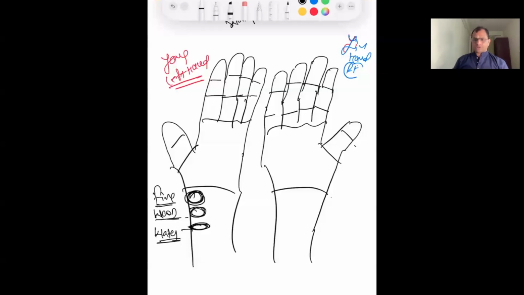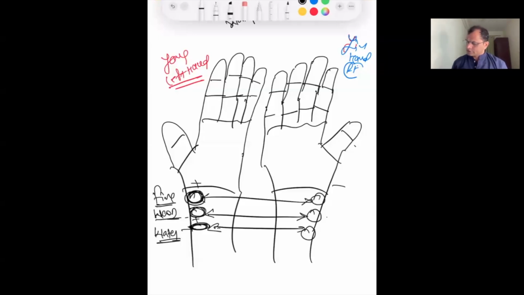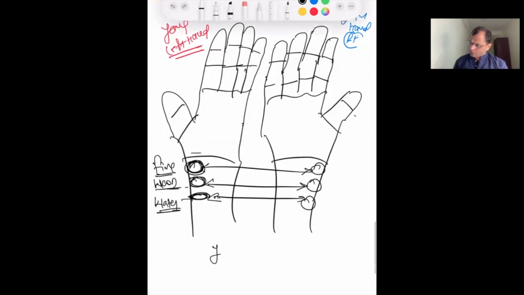Now if we go on the other side, we can see the 3 pulses here. But they will be exactly opposite from this, because only then are they following the rule of yin and yang. We have to follow the rule of yang and yin everywhere.